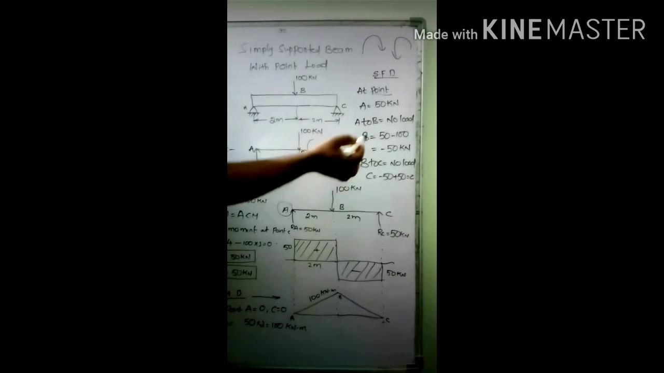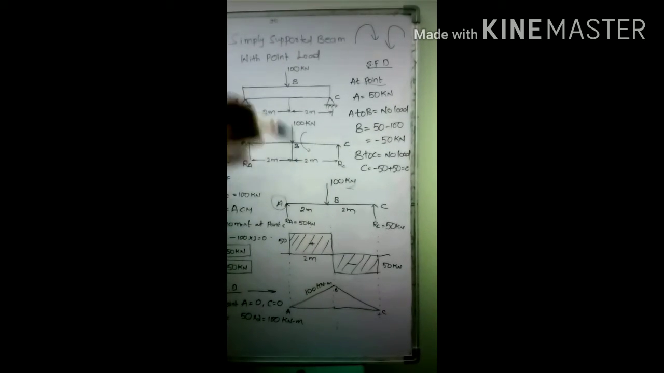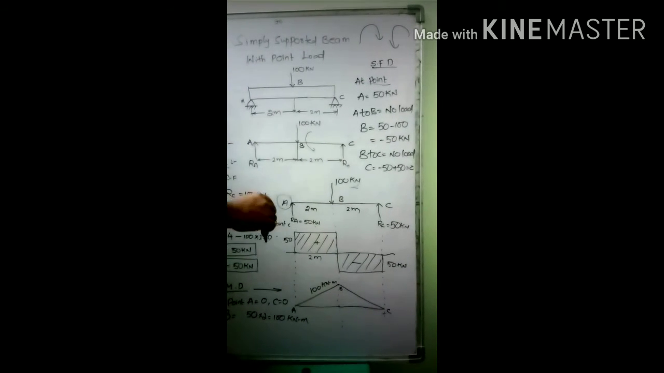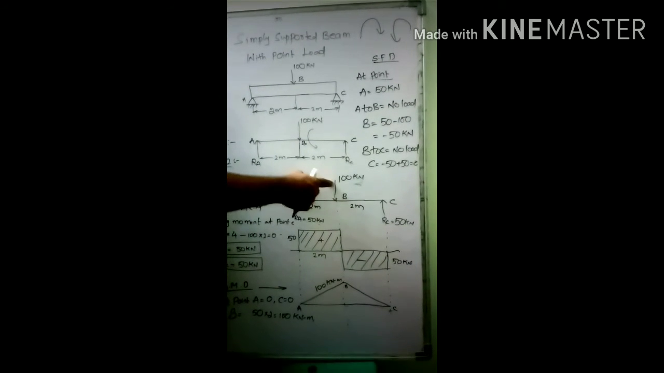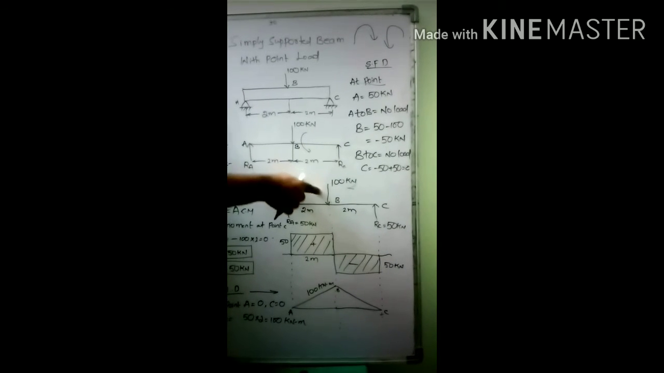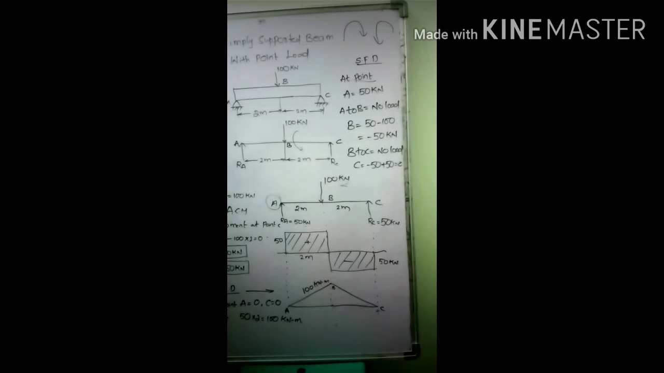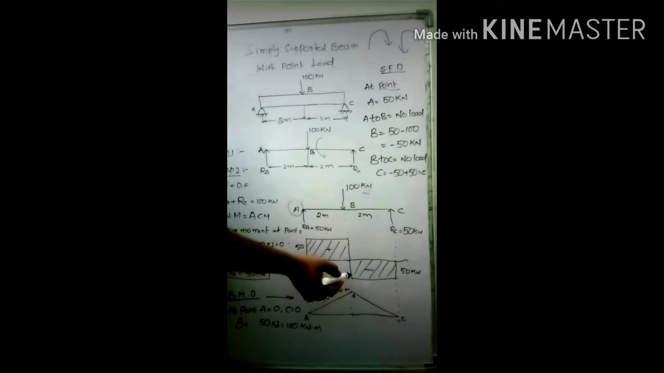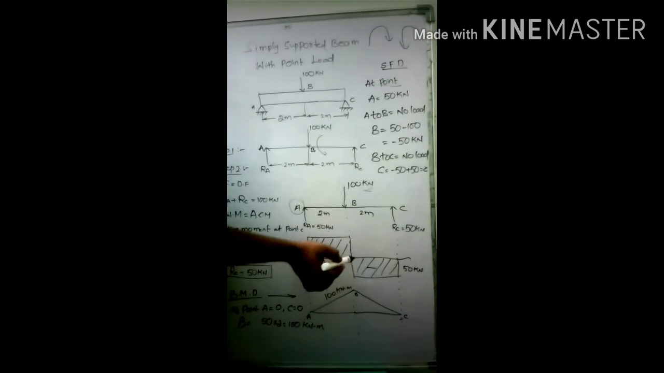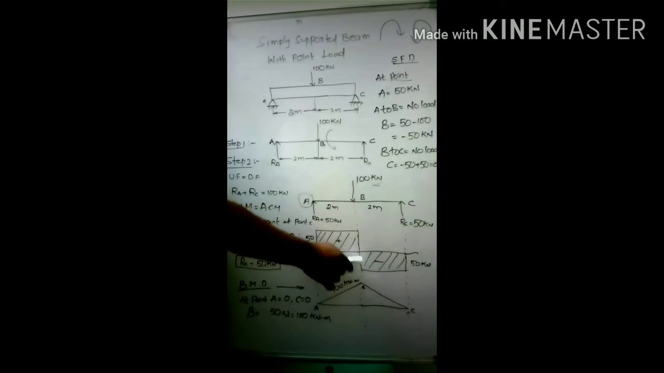Next, at point B we have 100 kilonewtons acting in the downward direction. Downward means you have to consider a negative value. From A to B we already have the constant 50, and at B we have 100 kilonewtons, so 50 minus 100 gives minus 50. A minus 50 value is represented below the reference line.